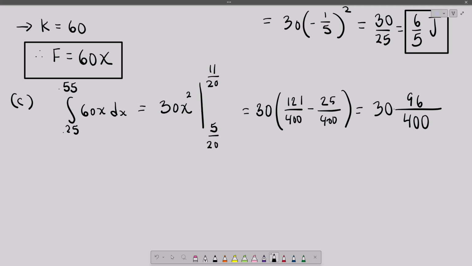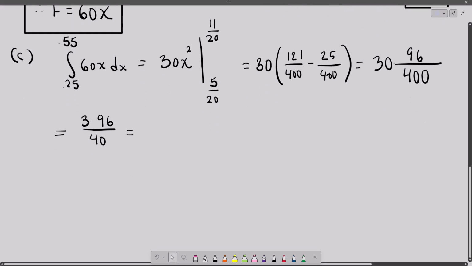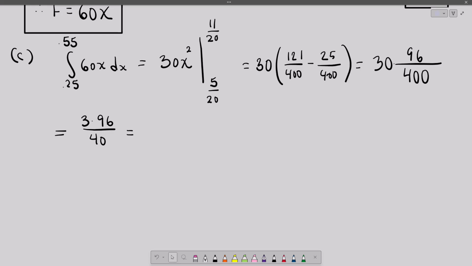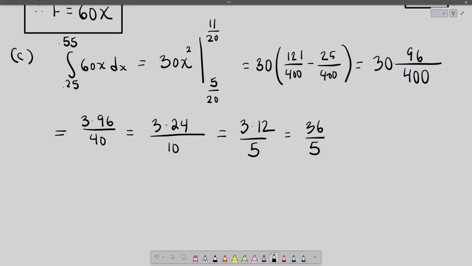If you have your calculator, you of course can do this probably much faster. I'm going to just ditch a 0 first, so we have that. All right, so what's that going to be? 4 goes into 96, correct? So 4 goes into 40 10 times. 4 goes into there twice. Times 4, 24. This gets tedious if you don't have your calculator. So we get 36 over 5. That would be our work, and that's in joules. So that's the additional work.